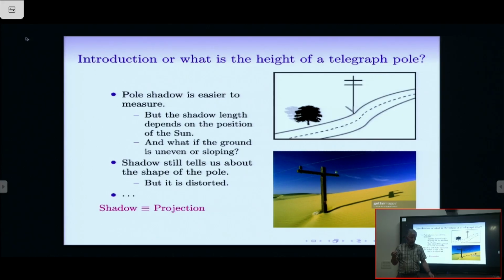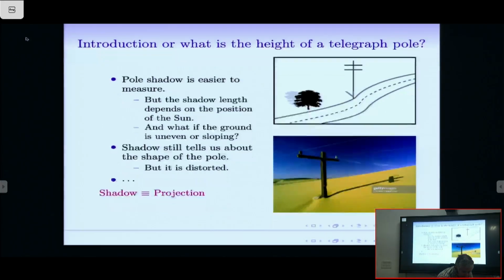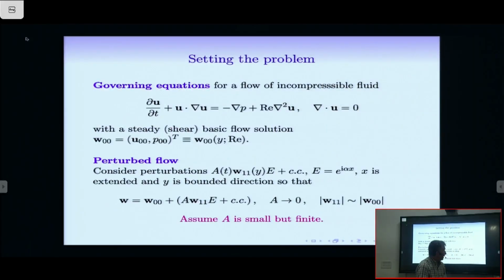Okay, so let me just stick with these slides, and very quickly they just recap what we've done. There's nothing new. It's just a summary of what we went through over the last few days.